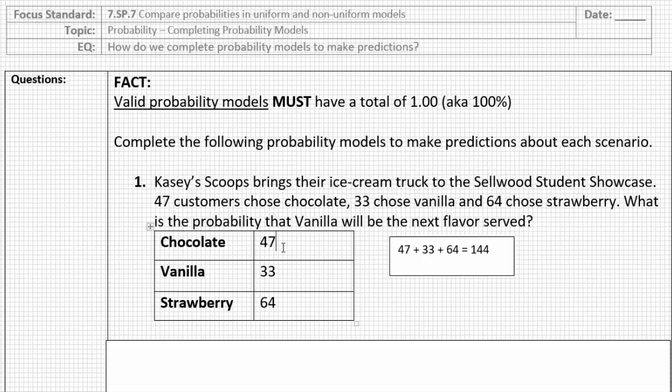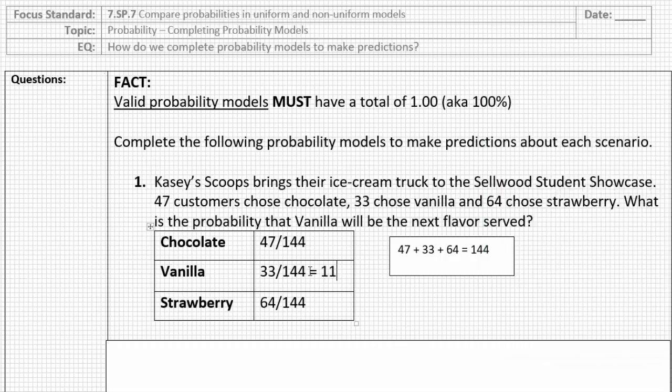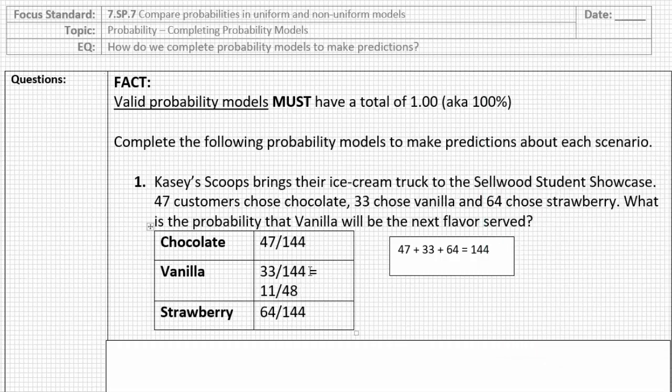Well, now we can write these as fractions. Right? It would be 47 over 144. Alright. These definitely have fractions that could be reduced. If we reduce this one, I know 3 is a factor of 33. It's also a factor of 144. So if we bring that calculator back up, reduce that fraction, 11 and 48.